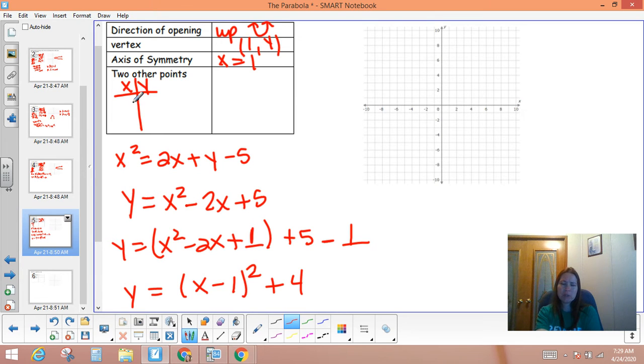To get to other points, you're really just making a little t-table. You have an x having stuff done to it, so you pick 2 more x values. So I'll go 2, 3. All right, so plugging in a 2. 2 minus 1 is 1. 1 squared is 1. 1 plus 4 is 5. 3 minus 1 is 2. 2 squared is 4. 4 plus 4 is 8.